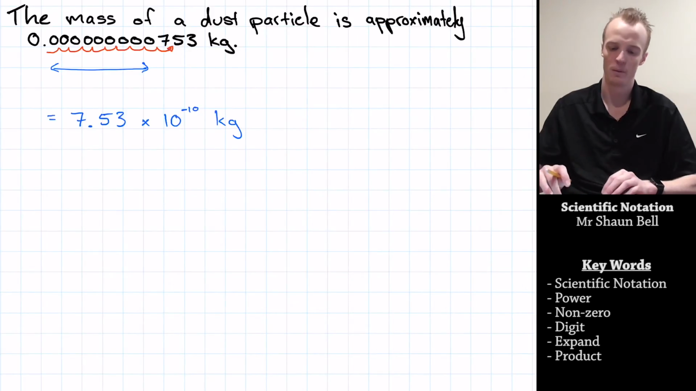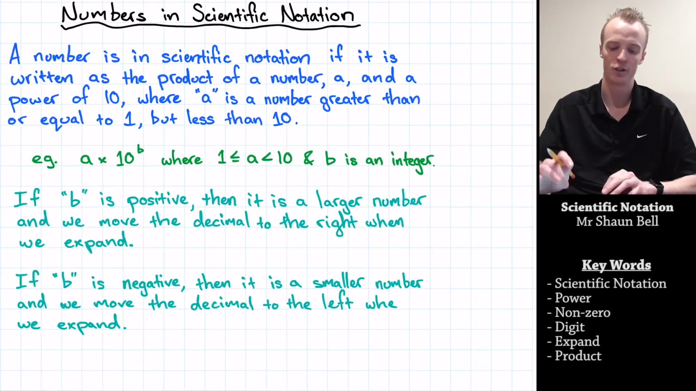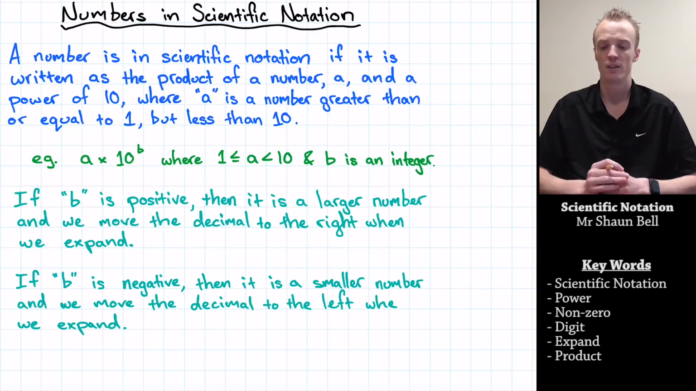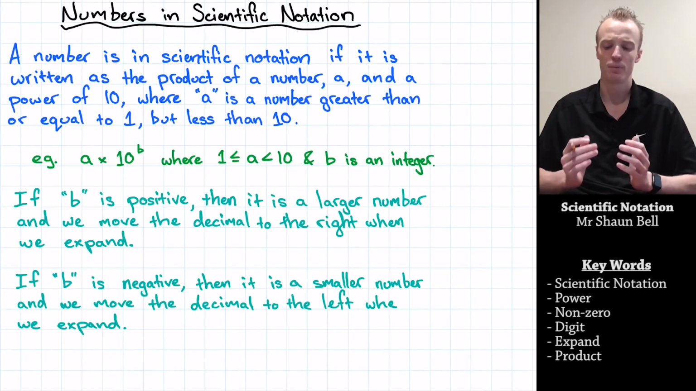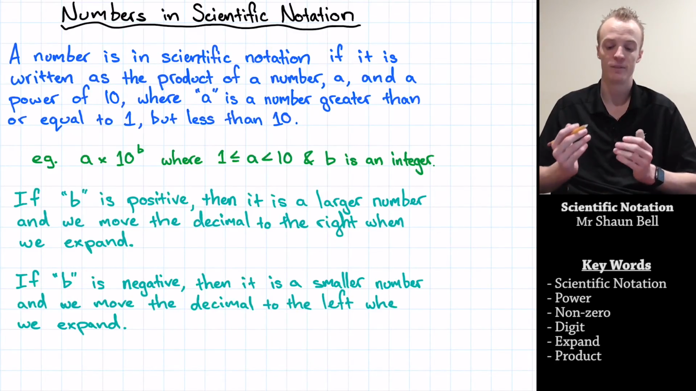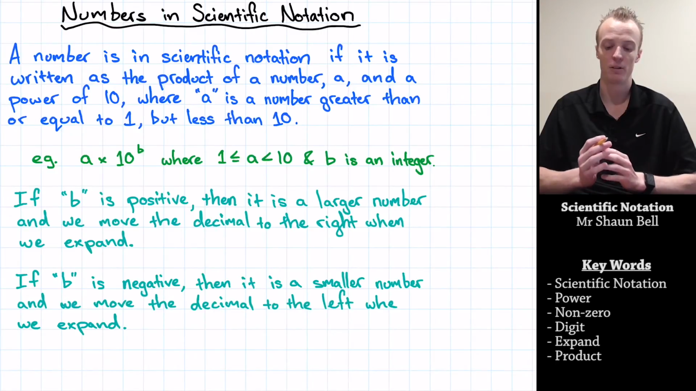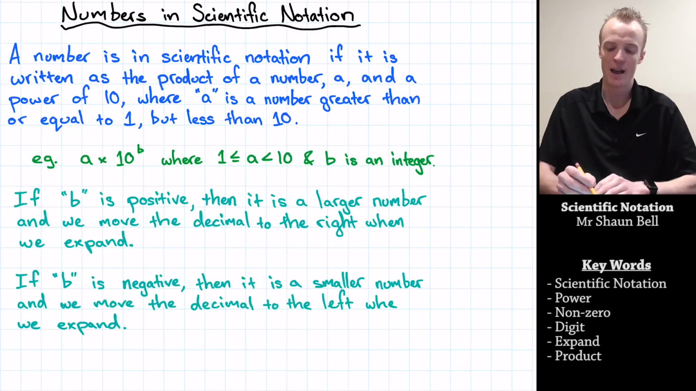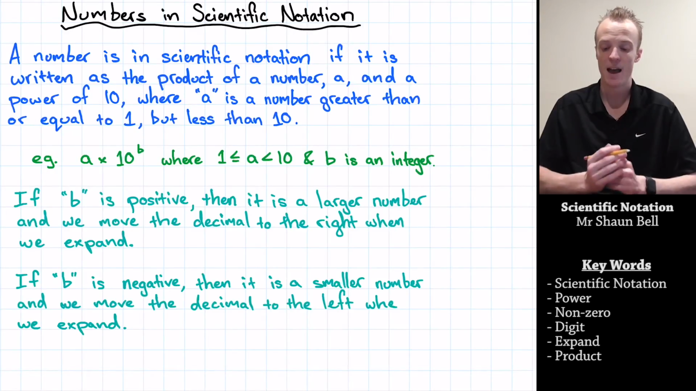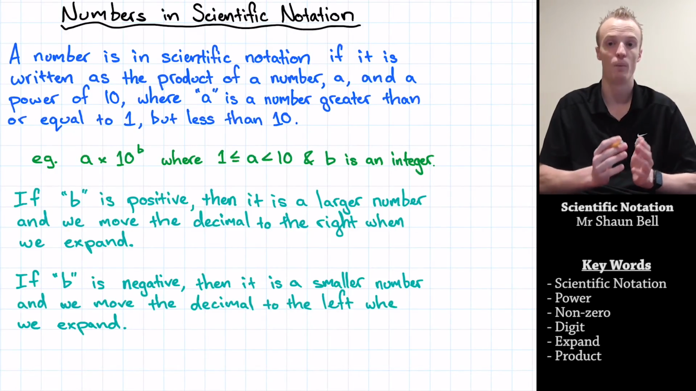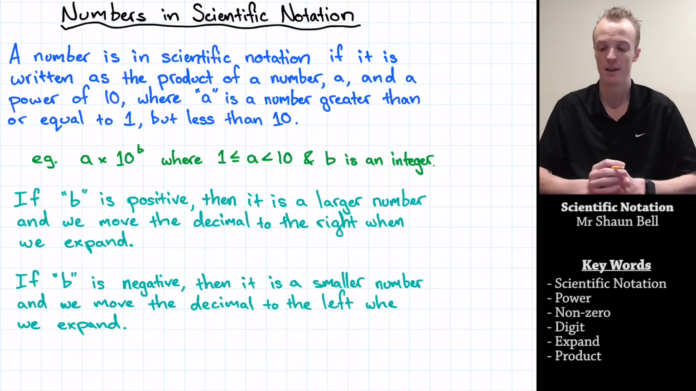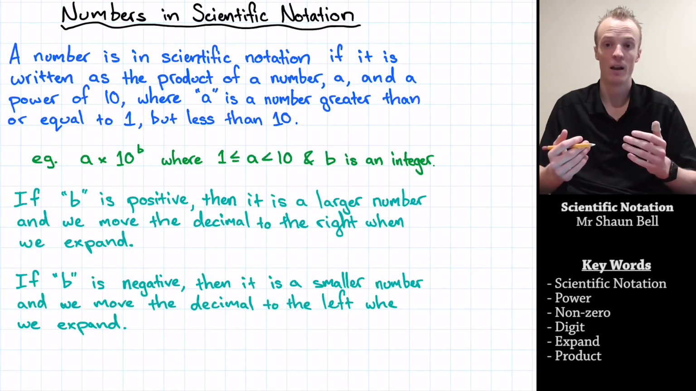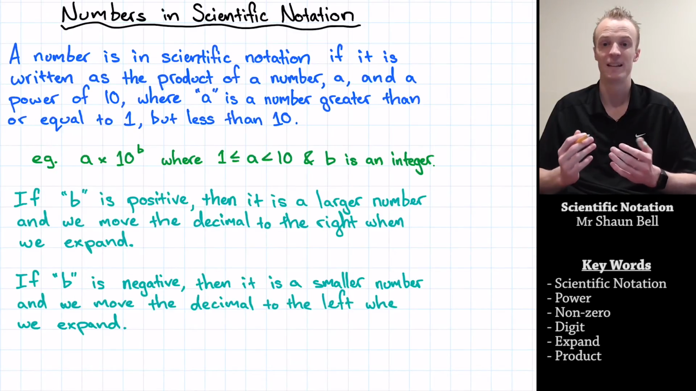So let's revise what we've learnt about scientific notation. A number is in scientific notation if it is written as a product of a number, which we've represented as A here, and a power of 10, where A is a number greater than or equal to 1, but it has to be less than 10. For example, if we've got A times 10 to the power of B, A has to be equal to or greater than 1, but it has to be less than 10. Where B, the power, has to be a whole number or an integer.